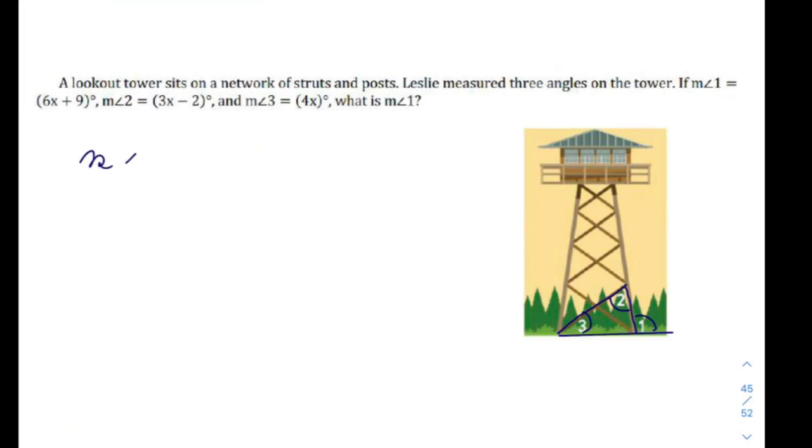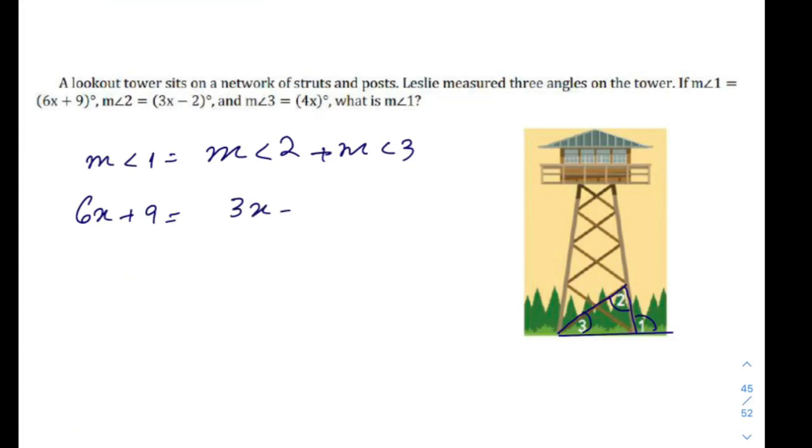We have angle 1, look, outside. So it's an exterior angle. So measure of angle 1 here is equal to measure of angle 2 plus measure of angle 3. Remember the theory: the measure of an exterior angle is equal to the sum of the remote interior angles. The exterior angle equals the sum of the two remote interior angles. So we will replace, and you can solve.